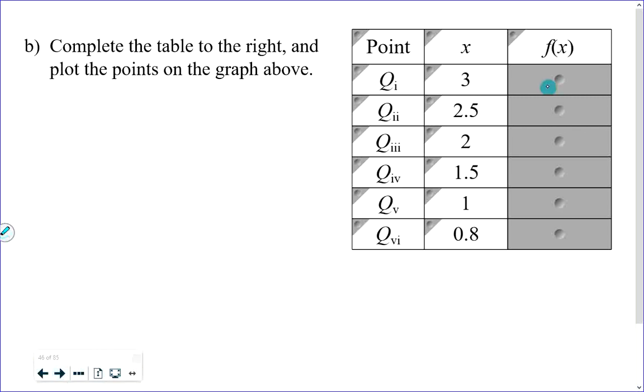3 squared is 9. 2.5 is 5/2, right? I actually had a student many years ago, and I still to this day don't know if they were serious.